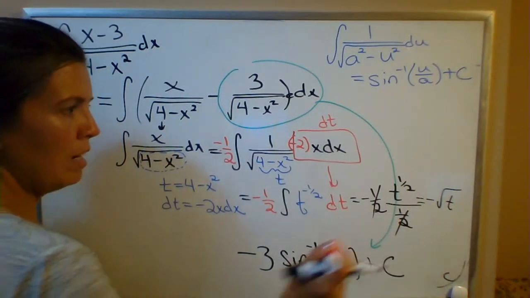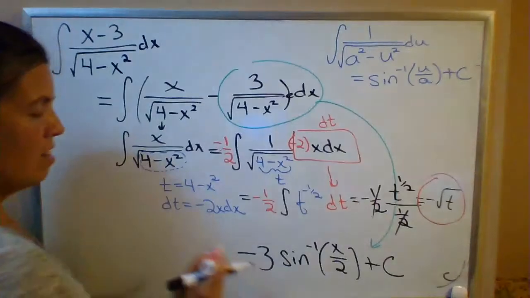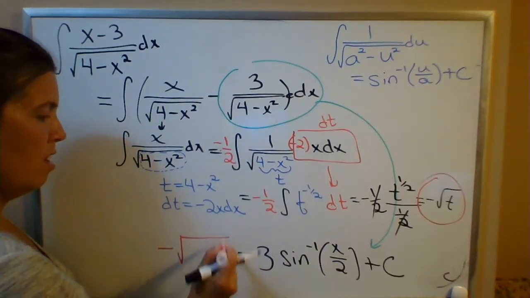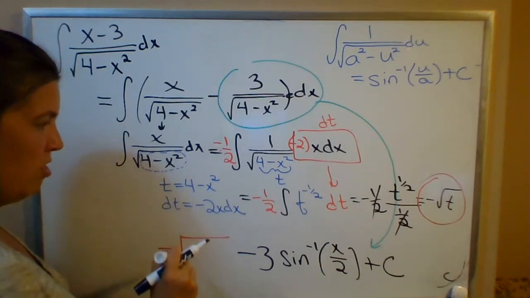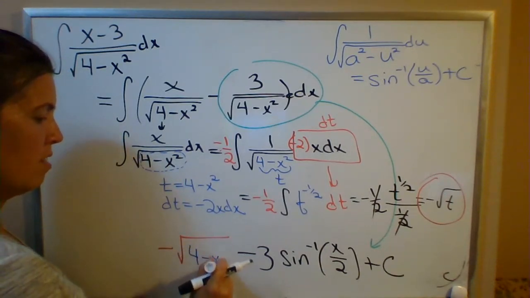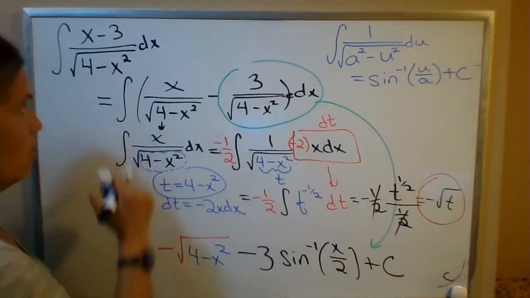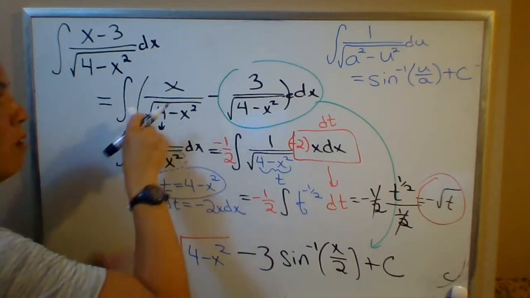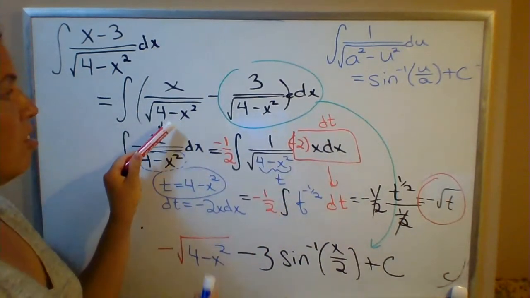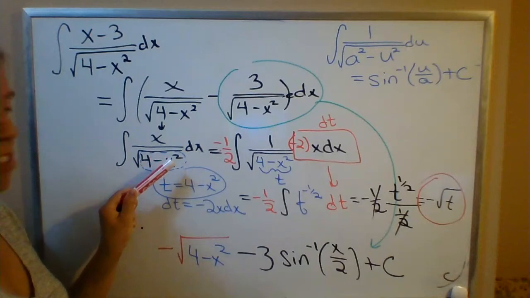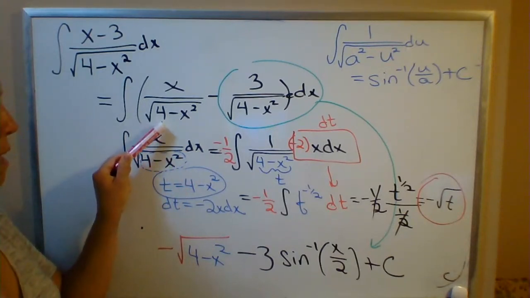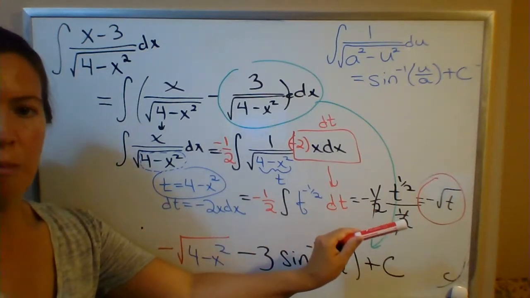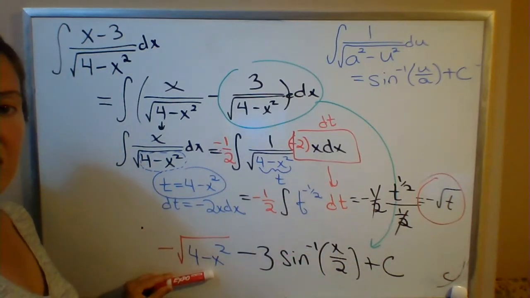Okay, so finally, let me circle this in red. So that'll become negative square root of t, which is 4 minus x squared. That's from right here. So this original problem is equal to all this. The first integral, we broke it into 2 separate integrals. This first part here, we solved using this substitution, t equals 4 minus x squared. Worked through the whole substitution and then the power rule for antiderivatives and got this as an answer.